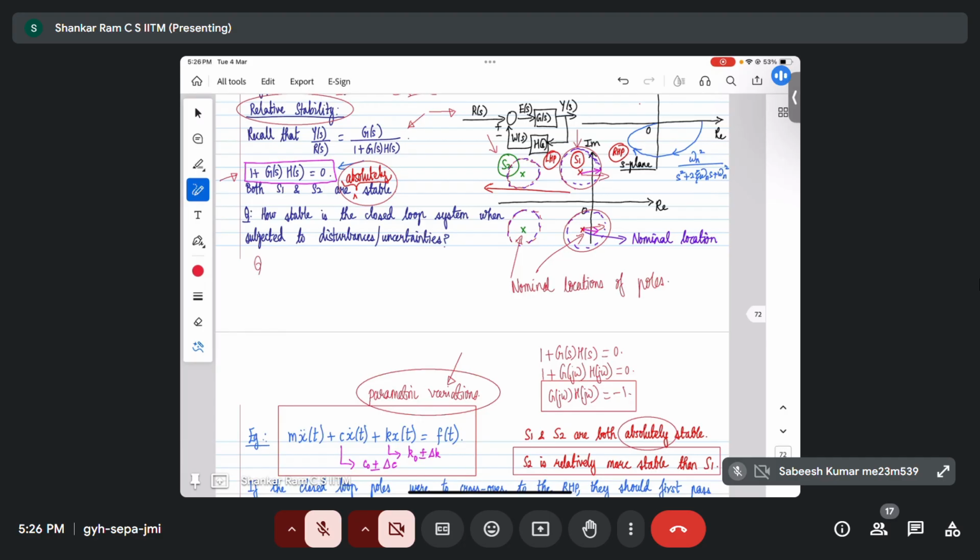So the question that you and I are asking, Roshan, is: how stable is the stable system? I hope the two words stable are interpreted in a proper way. That is, you have a stable system to begin with. How stable is it? What is the degree of stability?